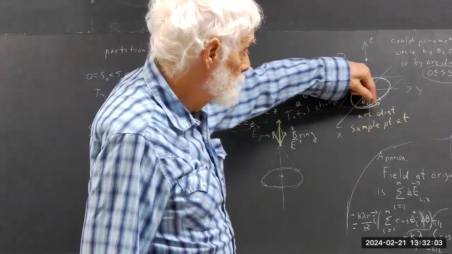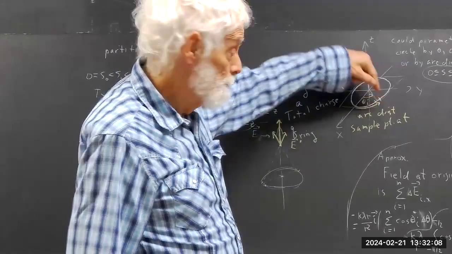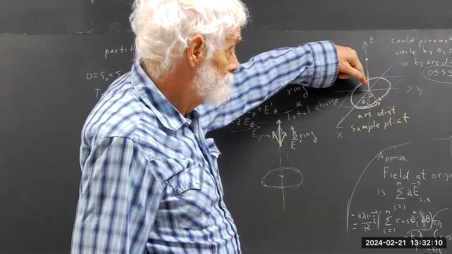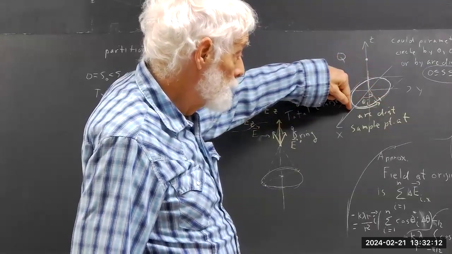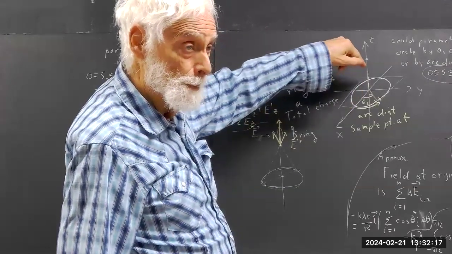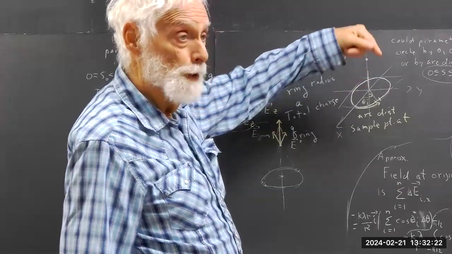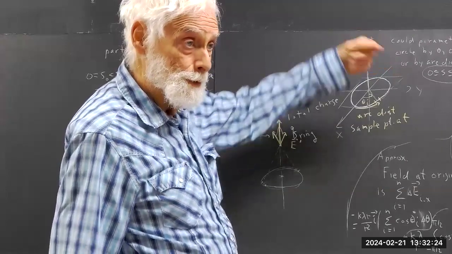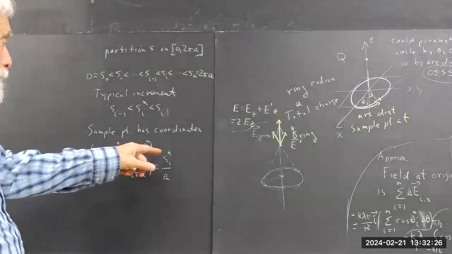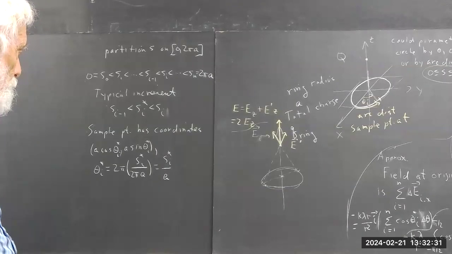We know the arc distance from here to here. And we know the radius of the circle. So the radius times the angle is the arc distance. So the angle is the arc distance divided by the radius. All right.